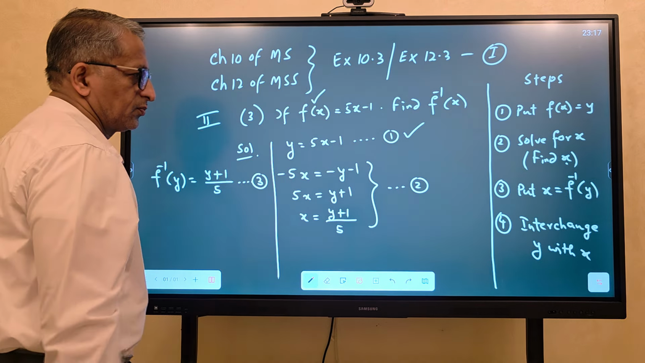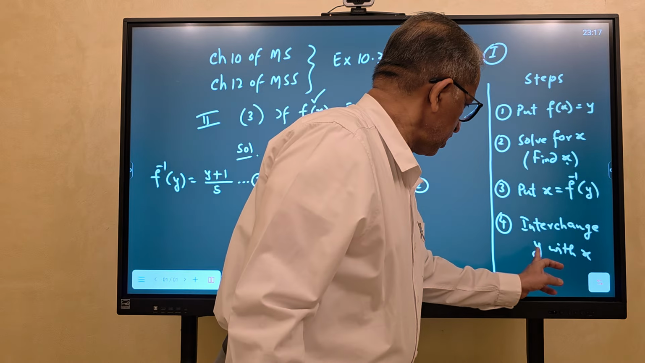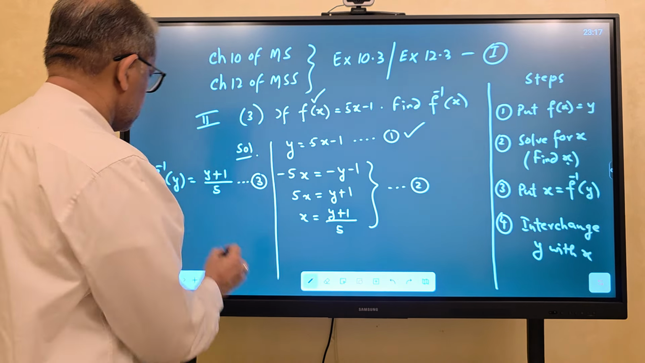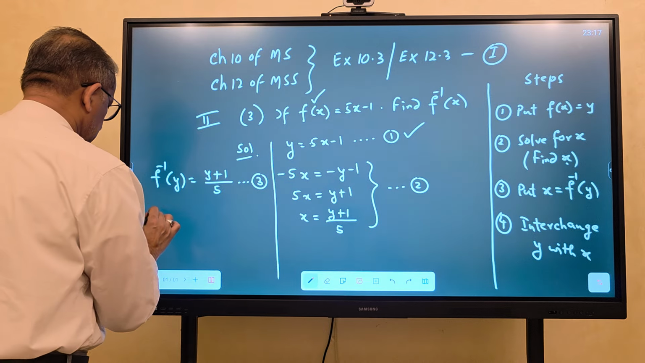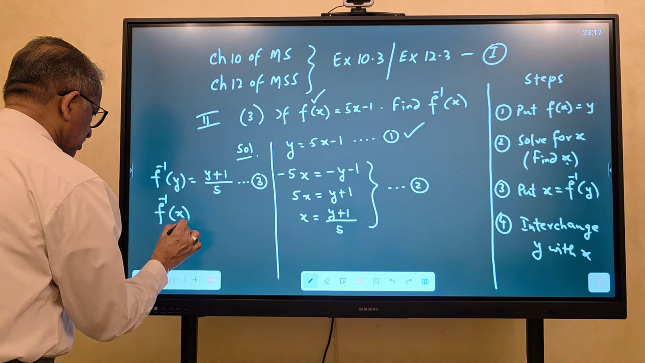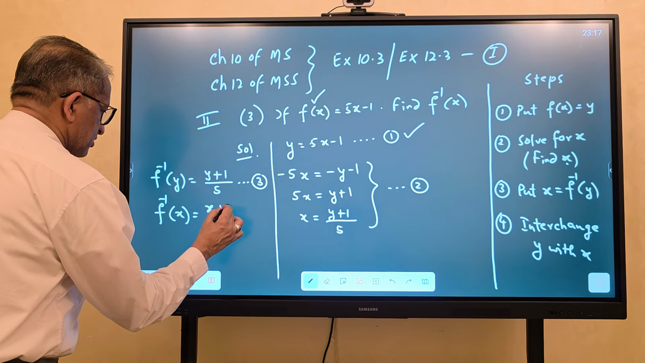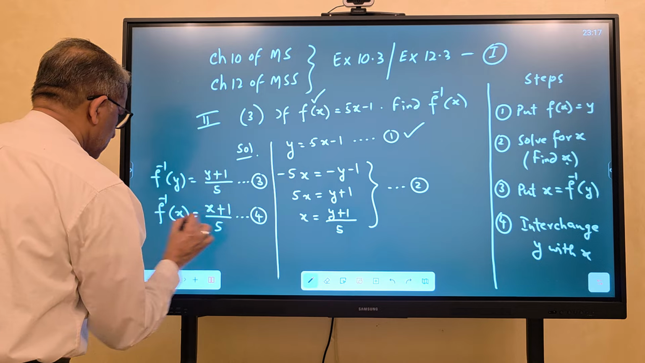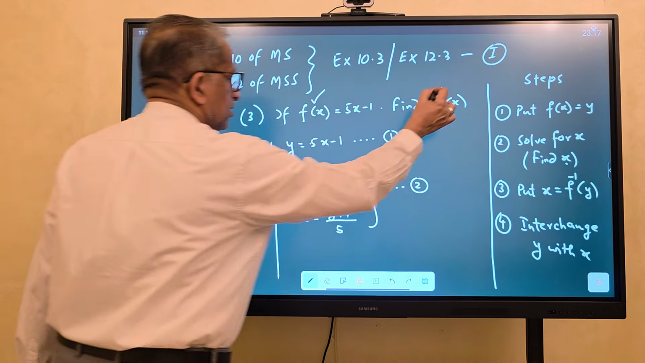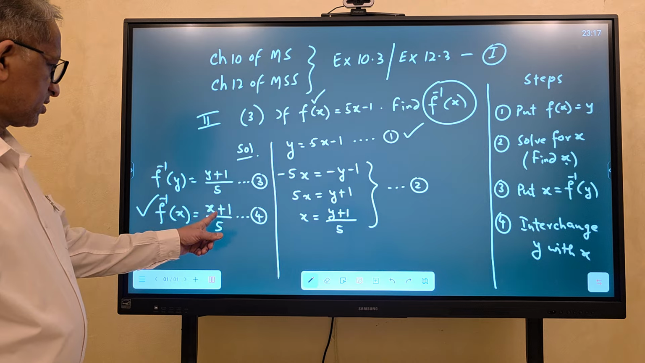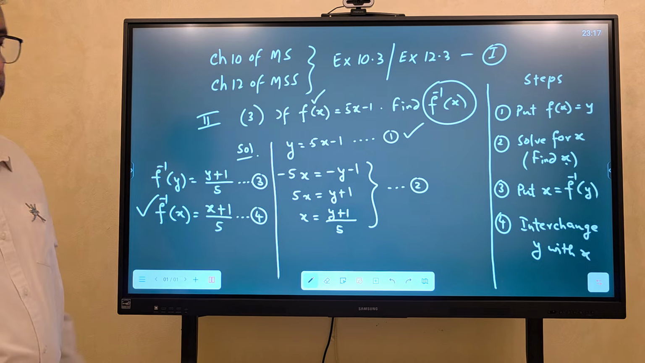The last step, interchange y with x. That means wherever y, replace by x. So this y is replaced by x. f inverse x equals (x plus 1) by 5. This is the fourth step, and that is the answer. That is what I want. That is, f inverse x is (x plus 1) divided by 5.